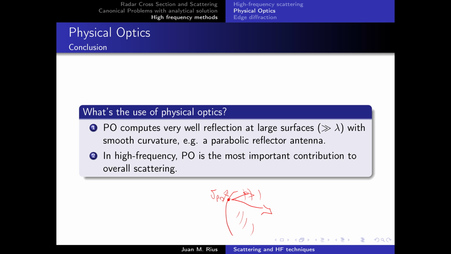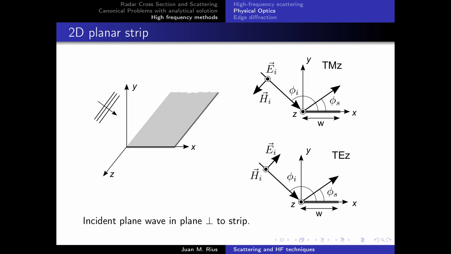To finish with physical optics, just a few examples. Here we have a two-dimensional strip. The strip is two-dimensional, so it is infinite in the Z direction, okay? And it has a width. W is the width of the strip. And we have TM and TE cases. In the TM case, the electric field is parallel to the Z axis. In the TE case, the electric field is perpendicular to the Z axis.